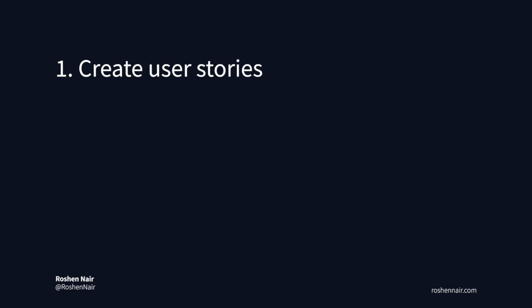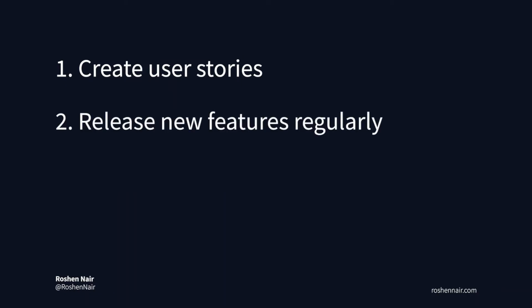Number 2, release new features or updates regularly. Plan for a regular release schedule of once every 1 to 4 weeks and stick to it. This will allow you to incrementally improve your application while gaining regular feedback from the users for each new feature that you develop.